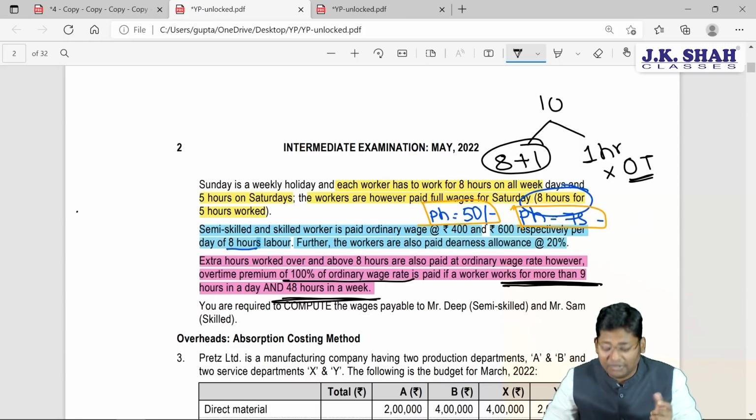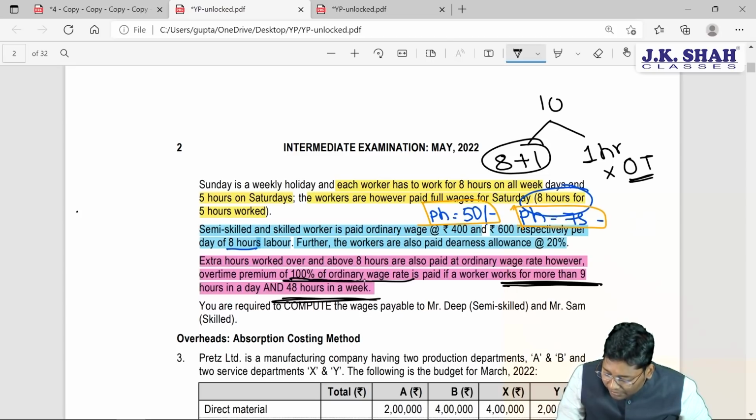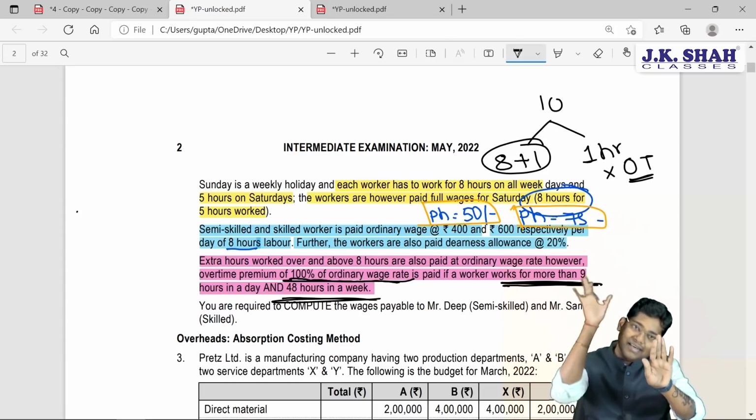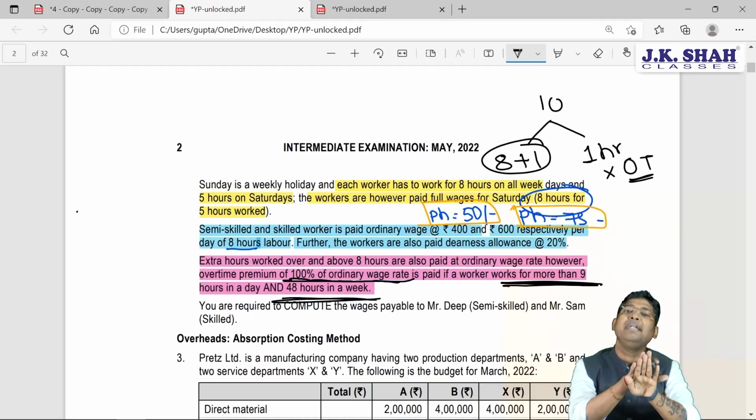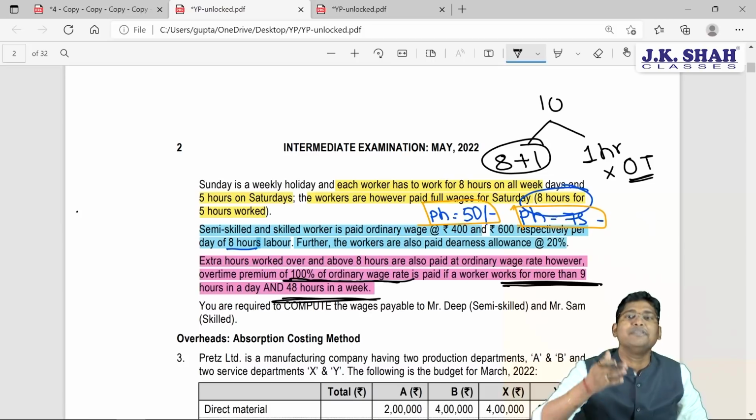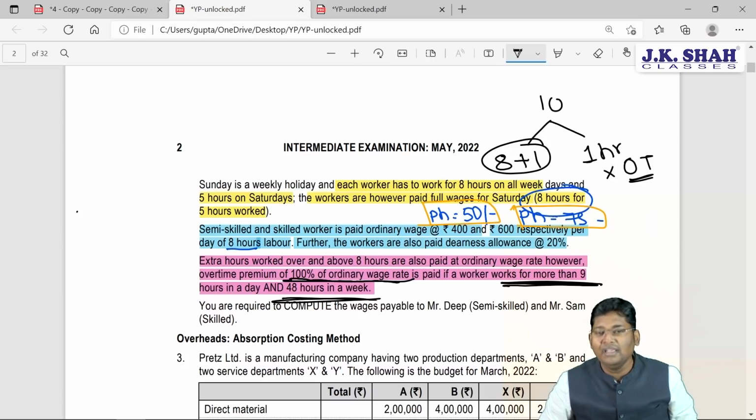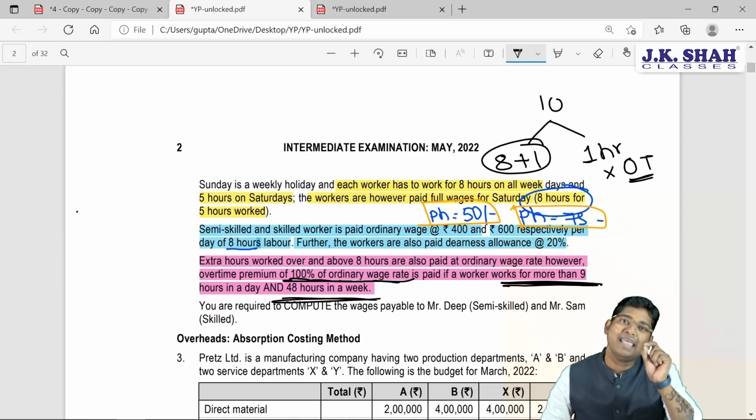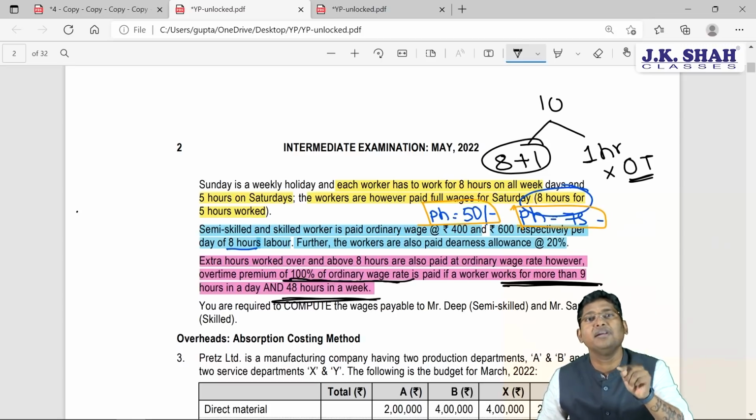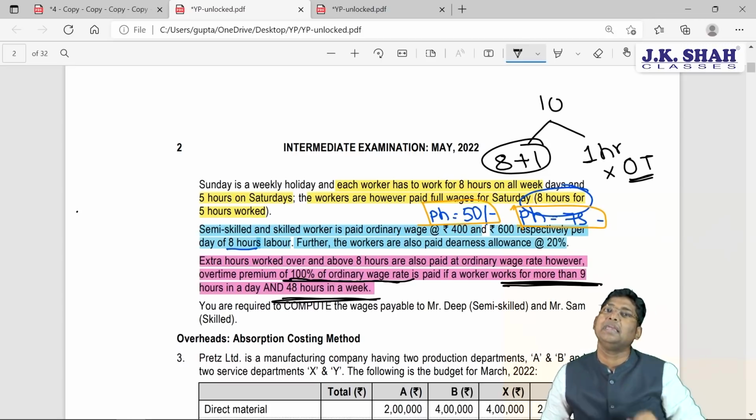Sir, where is it given? It is given here: 100% of ordinary wage rate, means he will be getting the ordinary wage rate plus 100% overtime in that, means double amount you have to pay for the extra hours which are worked by the worker over and above the limit of 9 hours. So, this is a very important point. Daily minimum 9 hours at ordinary wage rate, and if your worker is working beyond 9 hours, then for those extra hours of overtime we will be paying him double amount.